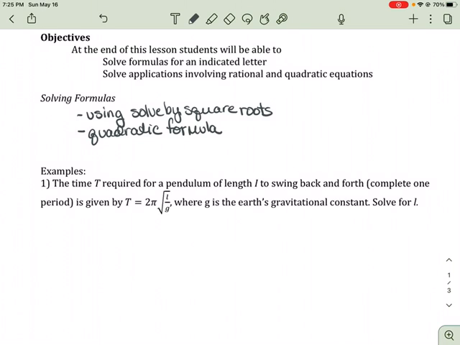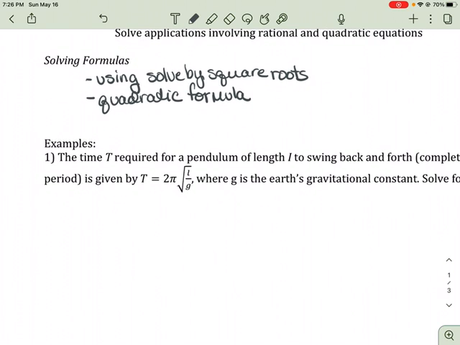The time t required for a pendulum of length L to swing back and forth, basically completing one complete period, is given by the formula t equals 2 pi square root of L over g, where g is the gravitational constant, and we're going to solve for L. Remember, L is the length of the pendulum. Think like a grandfather clock, or when somebody's trying to hypnotize, they swing their pocket watch. So we're going to try and solve for L.